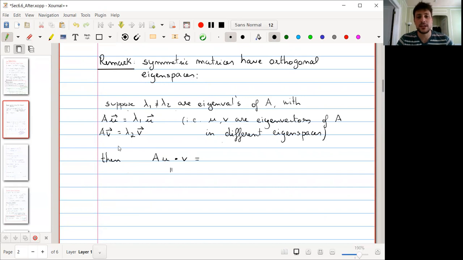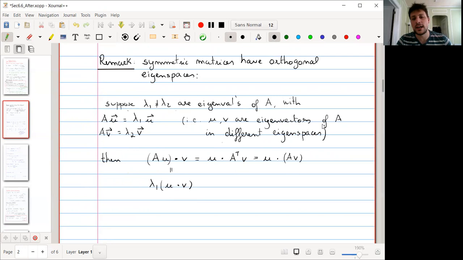So they live in different eigenspaces. Okay, so then when I compute this quantity here, Au·v, I can go down two different ways of computing it. Once I could just take A times u and use the fact that u is an eigenvector. So I get lambda1 times u·v. Or on the other end, I can move the matrix across the dot product. When I move it across, I have to transpose it, but we're assuming that the matrix is symmetric.